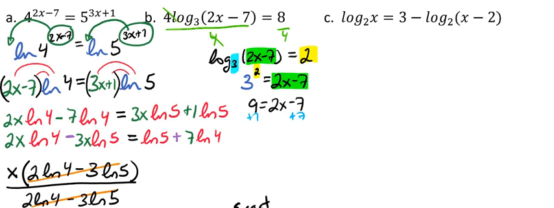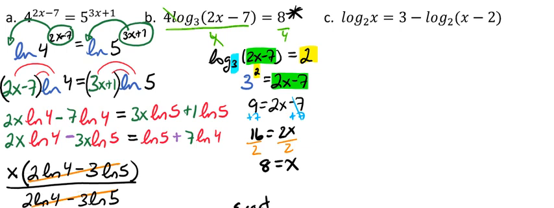We're going to add 7 to both sides, and that in turn is going to give us 16 equals 2x. Then we're going to divide both sides by 2 to figure out that 8 equals x. And we want to plug that in to check it to make sure that it works. So we plug that back in here to our original equation.